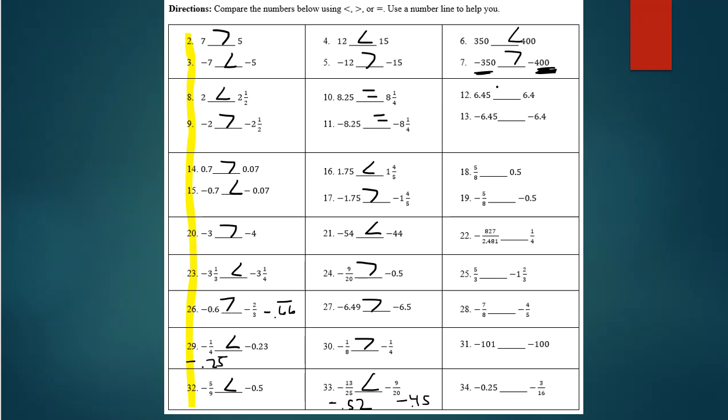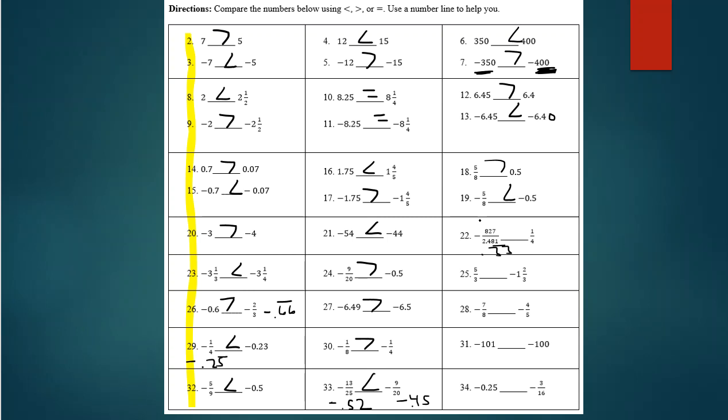Okay, 6.45 is bigger, which means that this one right here, this is of more value, negative 6.40. Okay, 5/8 and 0.5. 5/8 is bigger, which means that in the negatives, negative 0.5 is going to be bigger. Okay, on the next one, 8/27. And I'm not going to lie, I'm going to use the calculator on this one. I told you guys not to use calculators, but this is 0.33 repeating.